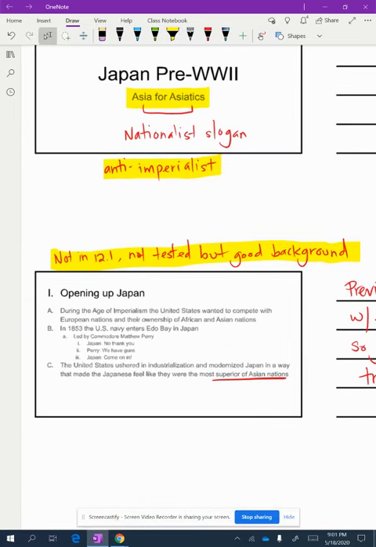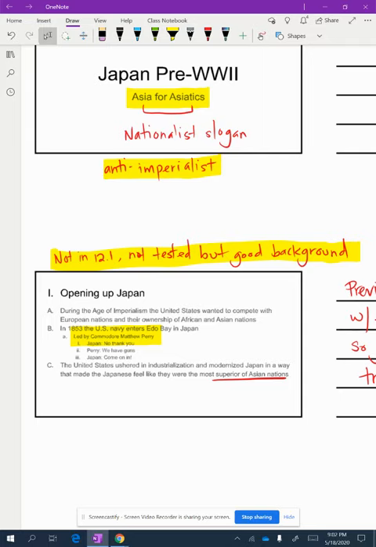Now, even after like 20 years, I can still remember the story of opening up Japan. I never have to review it. During the age of imperialism, the United States wanted to compete with European nations and their ownership of African and Asian nations. And I remember the story of the United States coming in and opening up Japan with Commodore Matthew Perry, mostly because Matthew Perry was a famous actor from the 1990s and the 2000s, which is when I was growing up. It's always really funny for me. I get a little giggle when I'm like, hee hee hee, Matthew Perry opened up Japan. In reality, that was the guy's name.